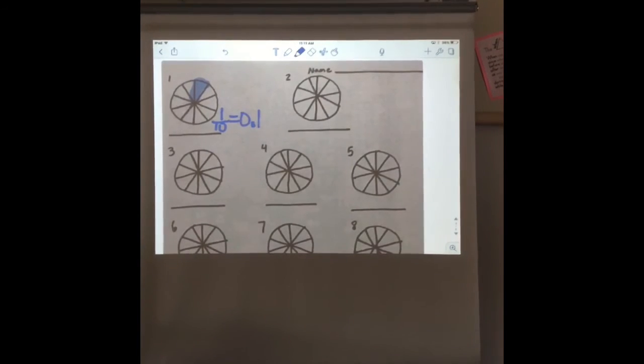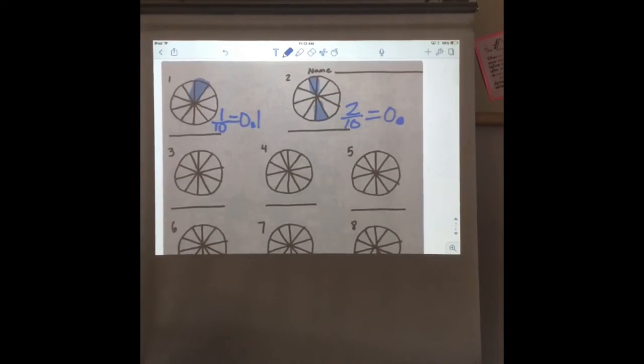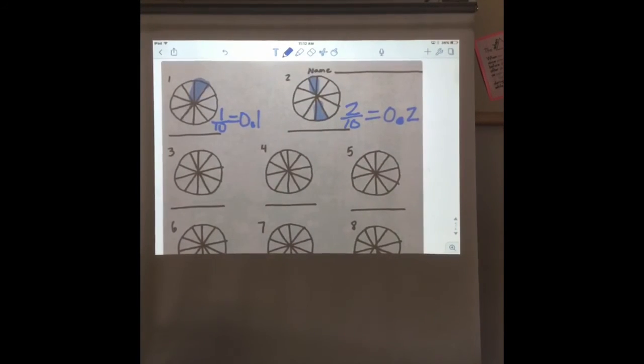Okay, what if I do this one, and I do this one. Now what do I have? 2 over 10, which would also be what in a decimal? 0.2. Why do we have a 0 here again? Because there's no whole ones, and it's 0.2. Good job. 2/10, right? Yes.